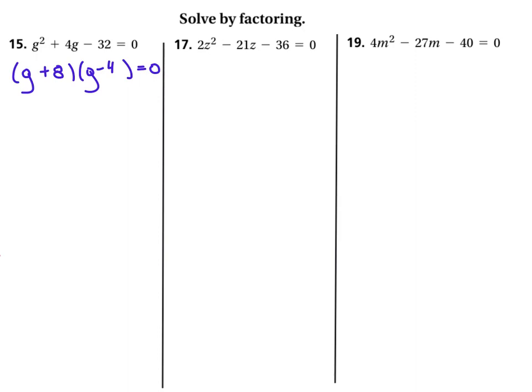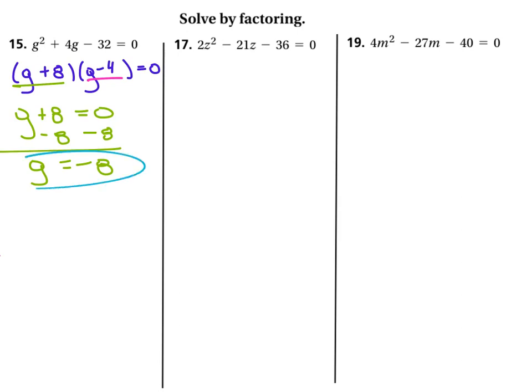So first one we'll do, and I'll do these in a couple of different colors, we'll do this one in green, we'll do this one in pink. Say g plus 8 might have been the thing that was equal to 0. That would turn the whole thing to 0. And what value of g would make g plus 8 equal to 0? Negative 8. Plugged in everywhere for g would turn that expression to 0. Okay?